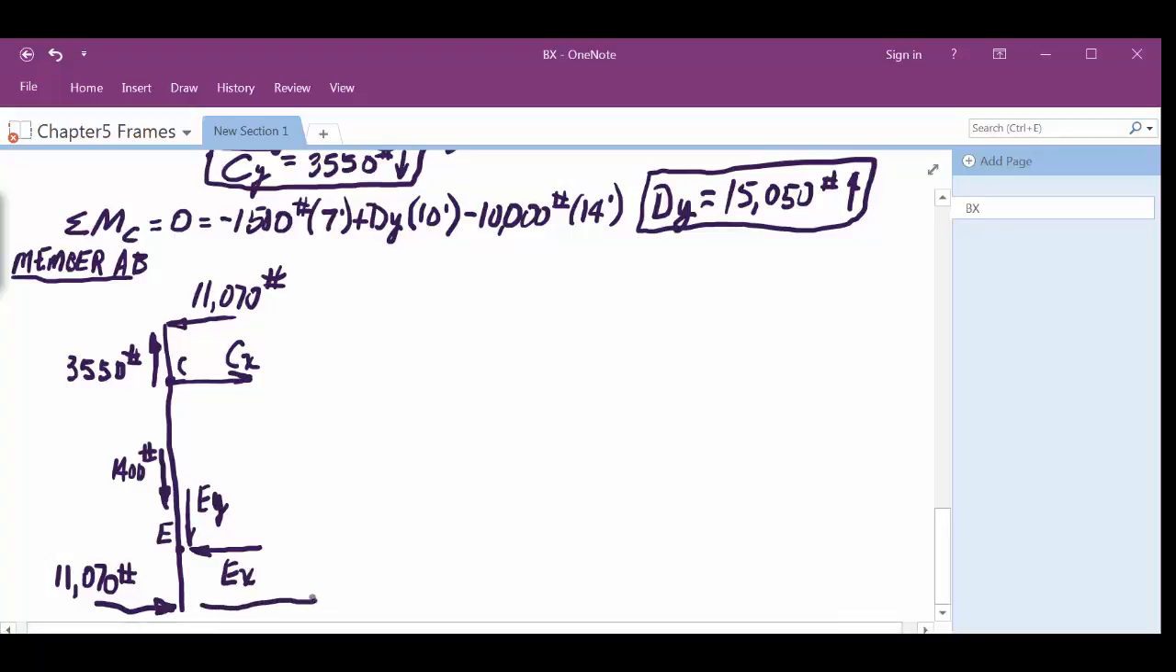The distance here is 2 feet. The distance here is 12 feet from A. The distance here, 14 feet. And that's all we need, isn't it? We have a value for that CX.